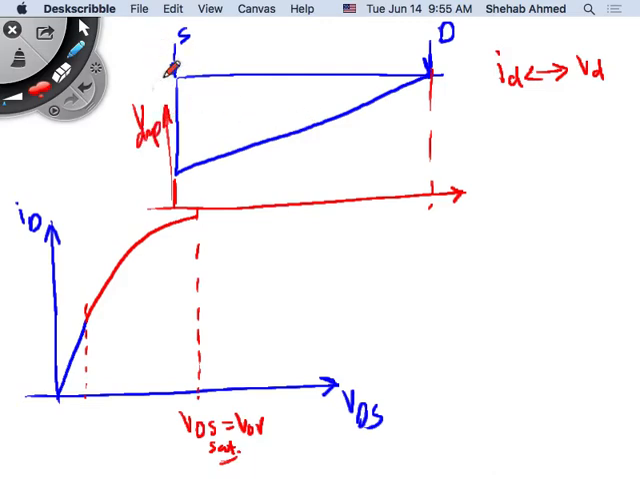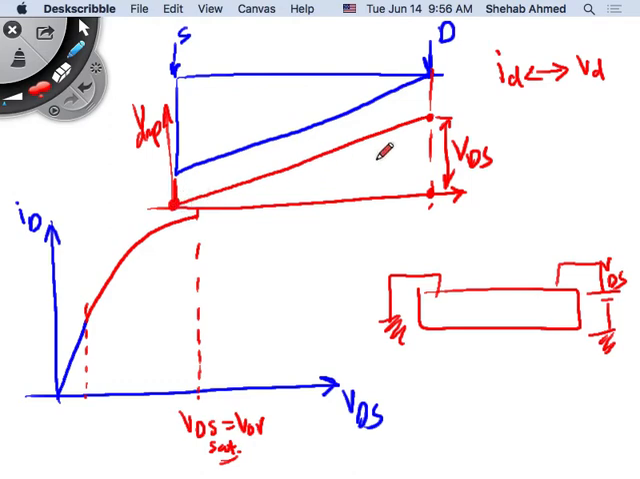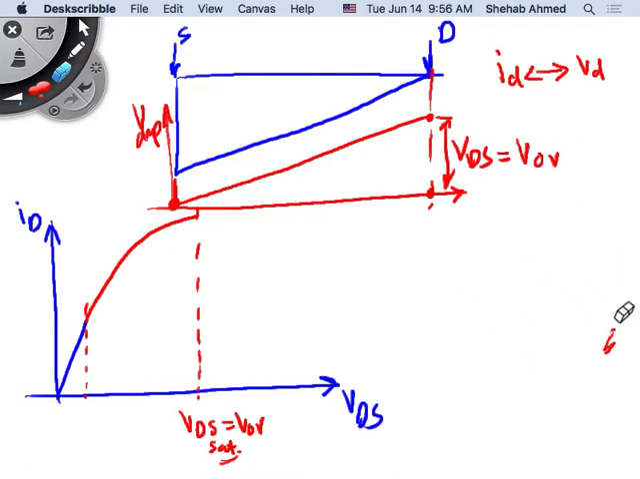What is the voltage at the source? Come on, 0. My source is grounded, right? So the voltage at the source is 0. How about the voltage at the drain? VDS. We agree? So it's some VDS value here. So between them, there's a voltage drop. The voltage drop was 0 here, and then VDS here. In this case, when the channel is pinched at the drain, what is VDS equal to? VOV. Very nice.